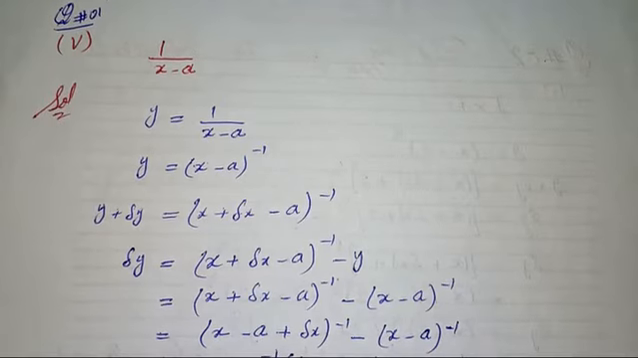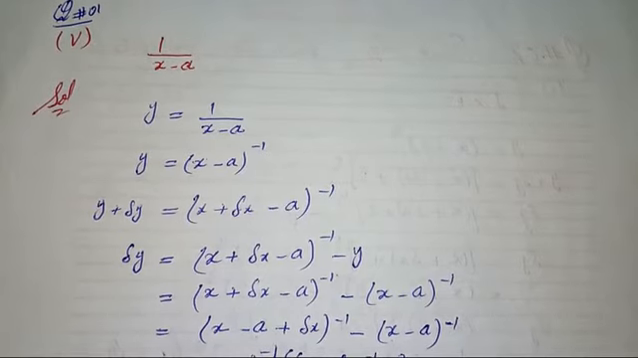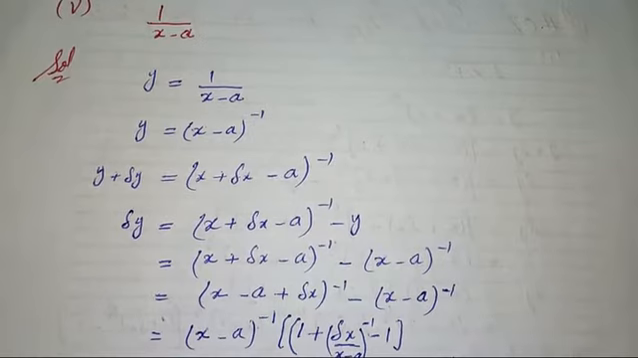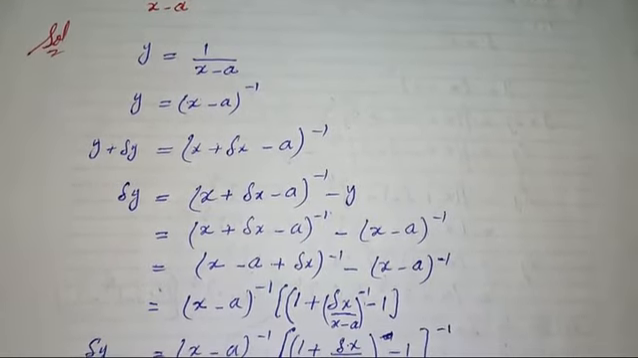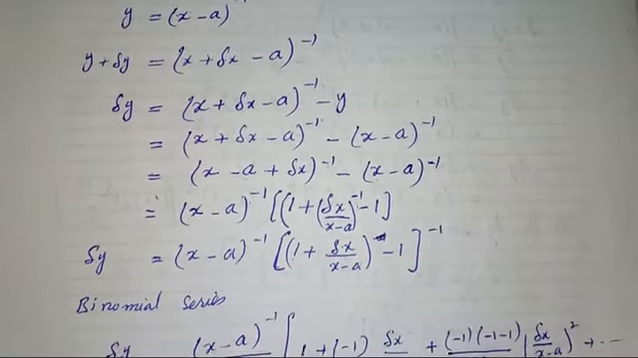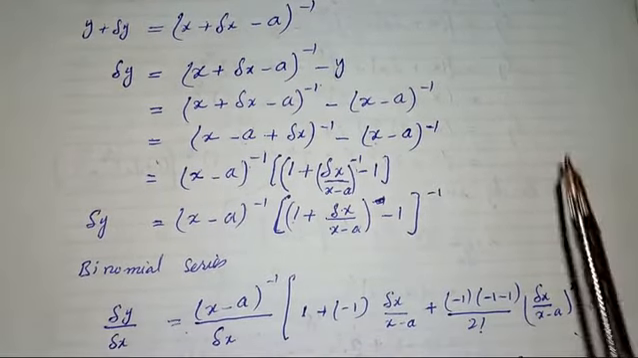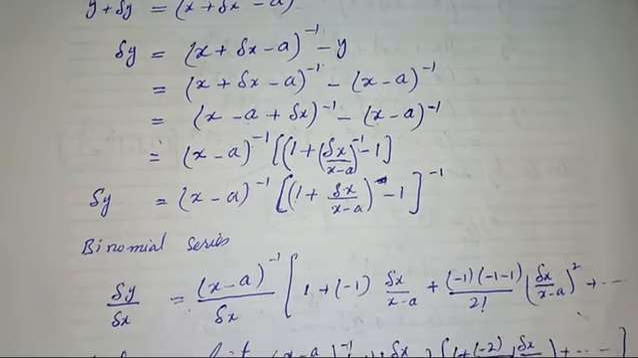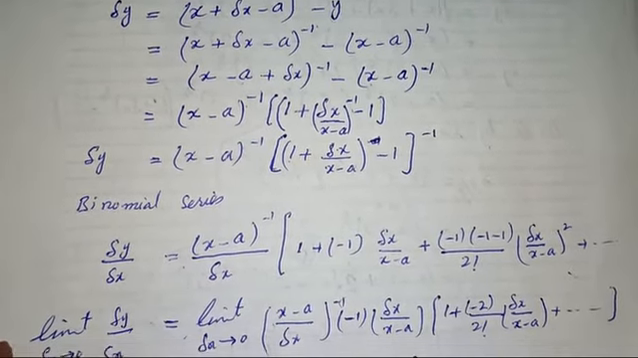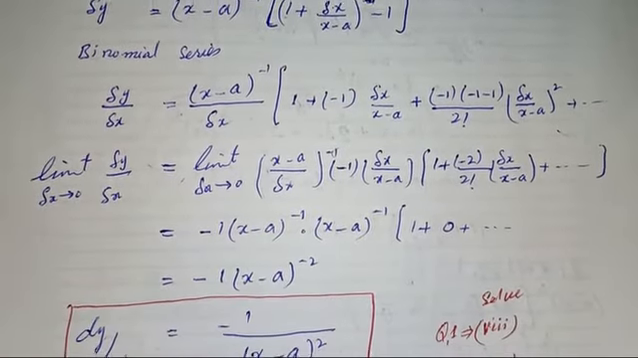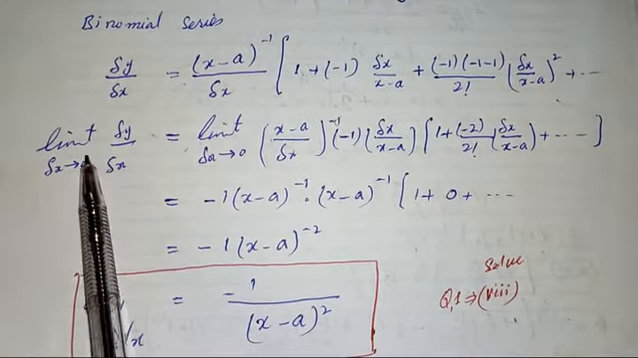After that, we have solved part number 5 by using the same method. 1 over x minus a: first of all, y is equal to the given function. After that, we have added delta function, and by simplification, following these steps, you can easily solve the remaining questions of the same type. We have applied binomial series here, and you have calculated your final derivative after applying the limit.